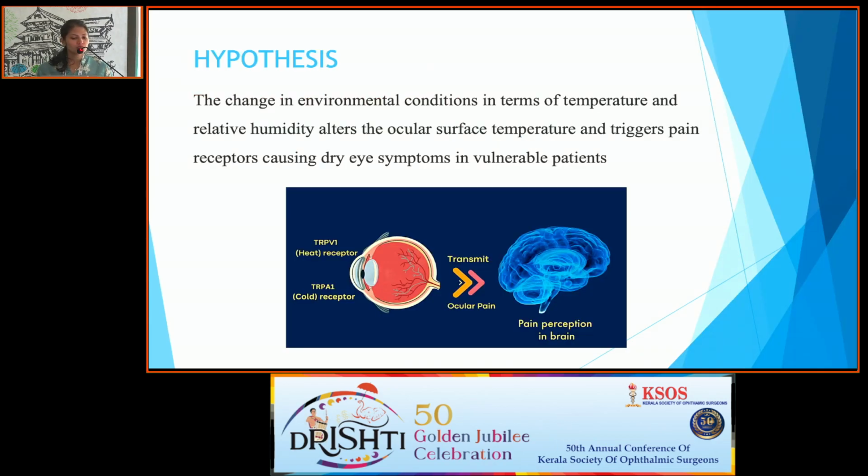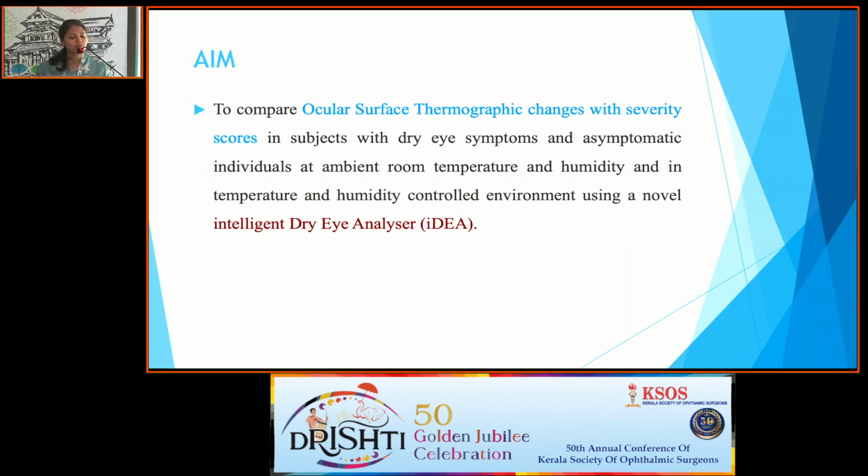So our hypothesis was that a change in environmental conditions in terms of temperature and humidity alters the ocular surface temperature and will trigger the pain receptors, causing dry eye symptoms in those who are vulnerable. The aim of our study was to compare the ocular surface thermographic changes with the help of severity scores in subjects with dry eye symptoms and asymptomatic individuals at the ambient room temperature and humidity and in a temperature and humidity controlled environment, using a novel device called the Intelligent Dry Eye Analyzer.